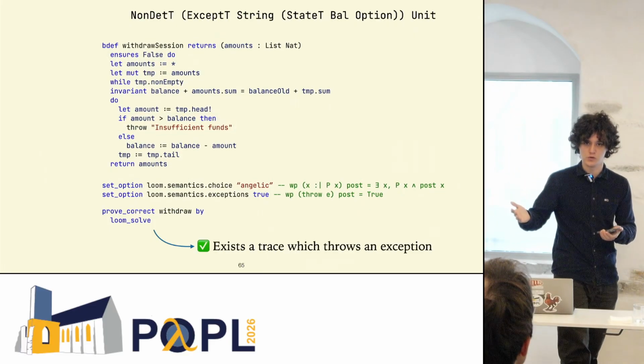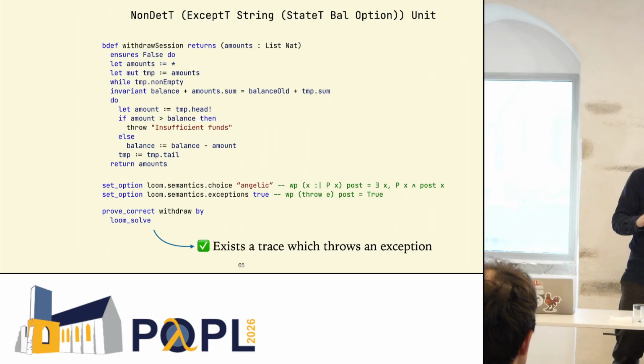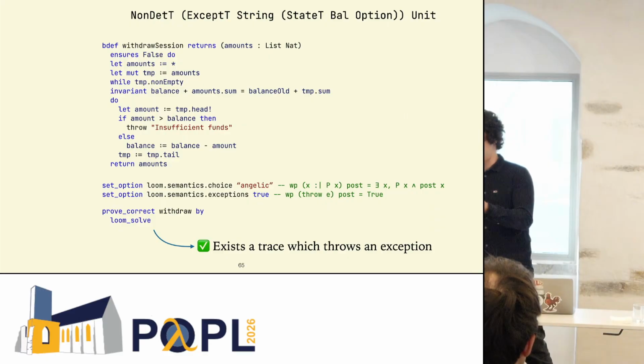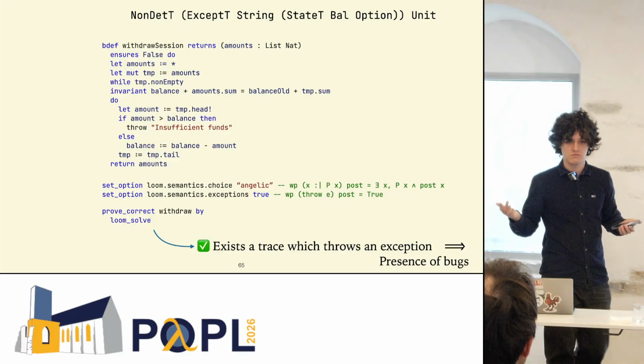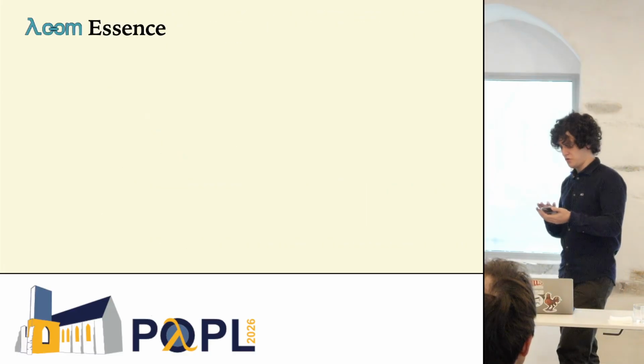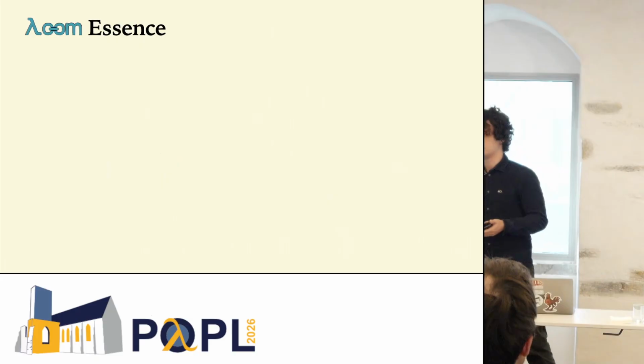So if you run the Loom solve tactic now, it will verify the program. On the meta-theory level, it will mean that there exists a trace in your program which leads to an exception. And you have proven the presence of bugs. So this is more or less everything about the tour of Loom.